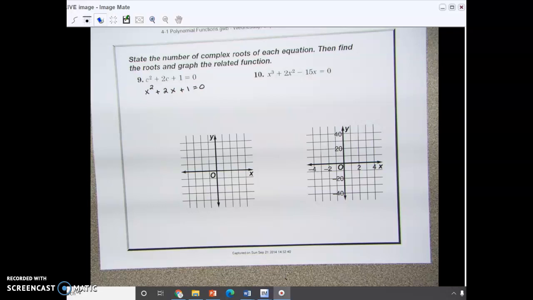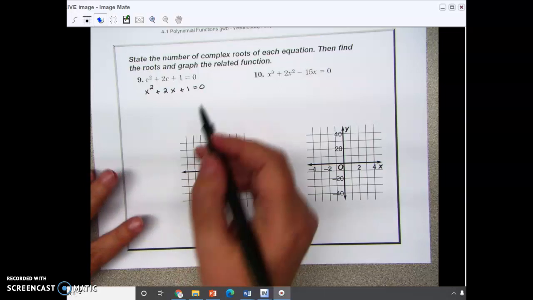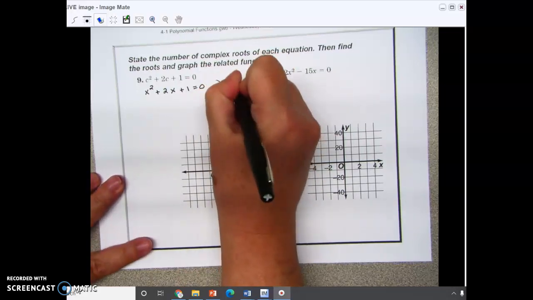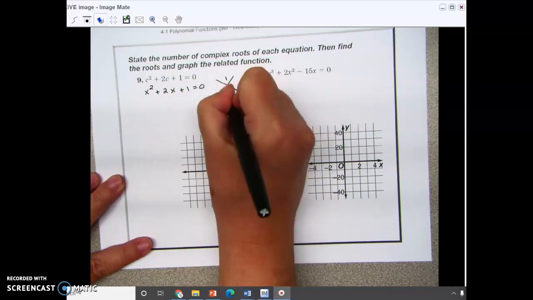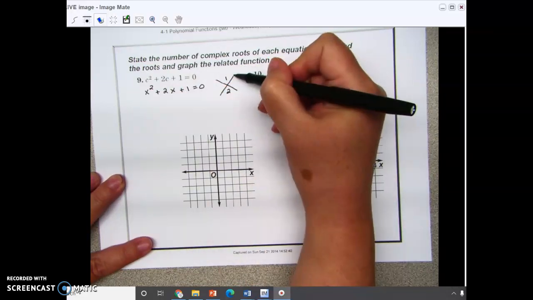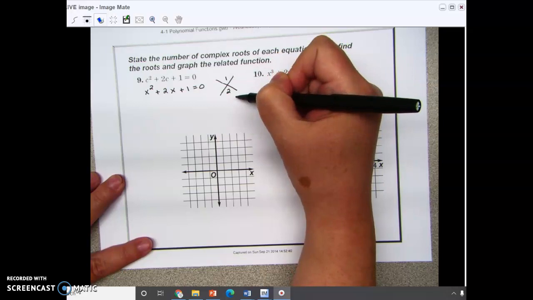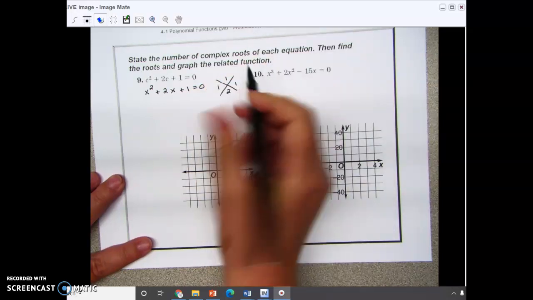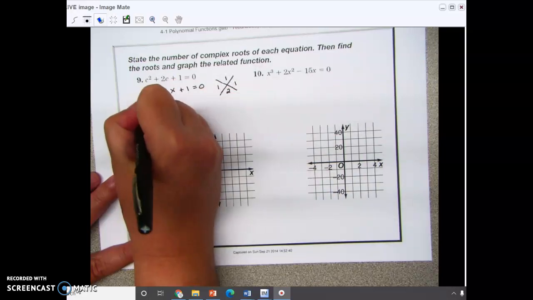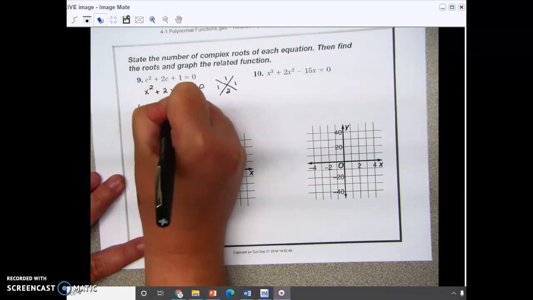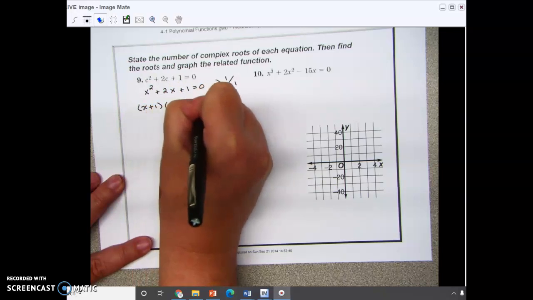All right, in order to solve this, you could use the quadratic formula, but that gets a little deep. We're going to just go ahead and try to factor this. So we would say, what multiplies to give me the last number that adds to give me the middle number? So what's multiplying to give me positive 1 that adds to give me positive 2? So 1 times 1 is equal to 1, and 1 plus 1 is equal to 2. So we could call this x plus 1 times x plus 1 is equal to 0.